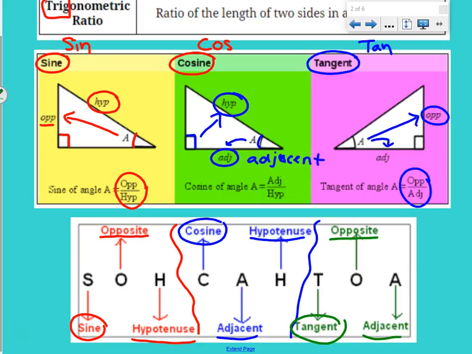So SOHCAHTOA, I would memorize that, use it. You're going to need it for the rest of your high school math career. So SOHCAHTOA is going to keep coming up.